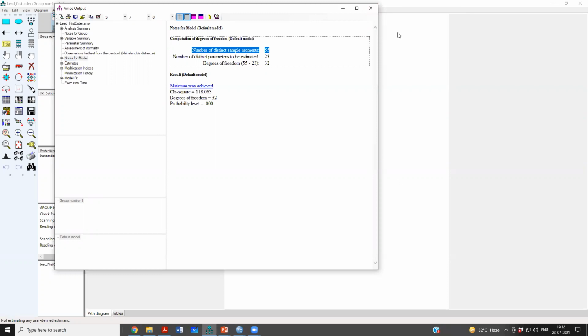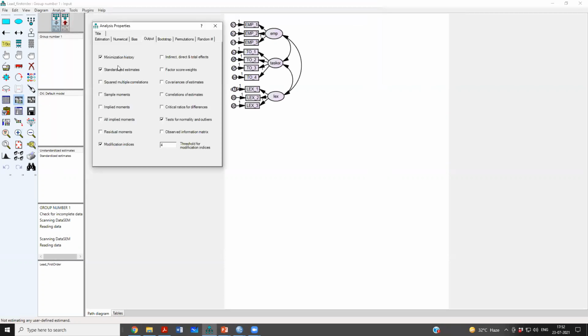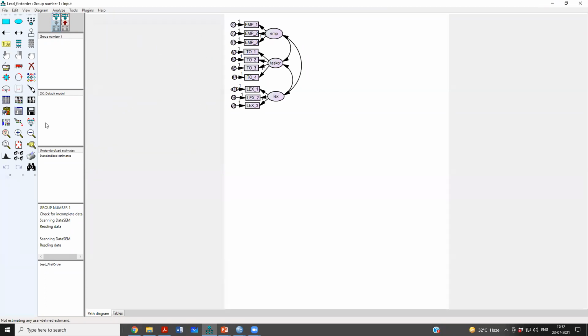Okay. So we had set this analysis property, right? We had said we'll look at the standardized estimates, modification indices, test for normality, and so on. Then we ran this model. This is the icon to run this particular model, and it says calculate estimates.